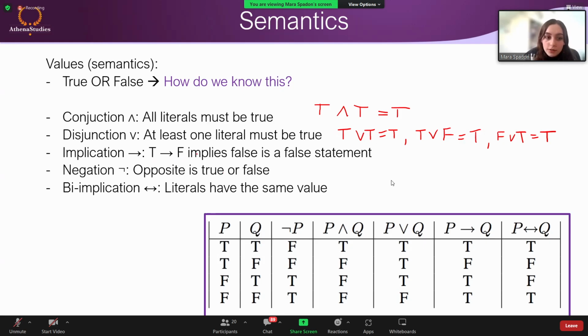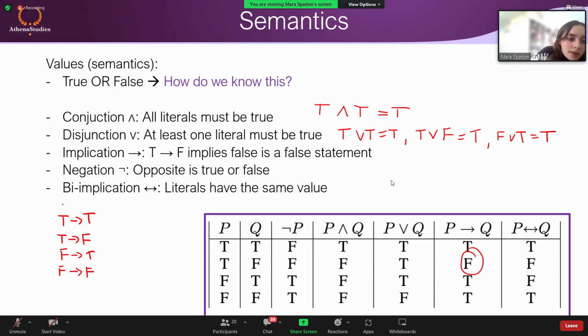Then we have implication. So here you have to remember that only for true implies false do we get a false value. And the rest is all true. For the people that attended my work group, you might already know the little trick I used to remember this, but it's really nice. So we could have these combinations, right? True and true. True implies false. False implies true. And false implies false.